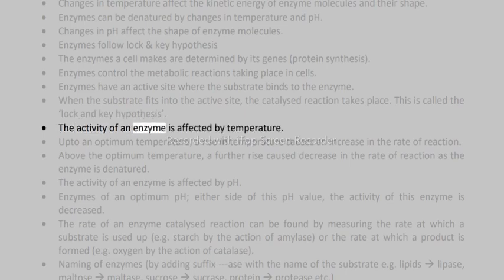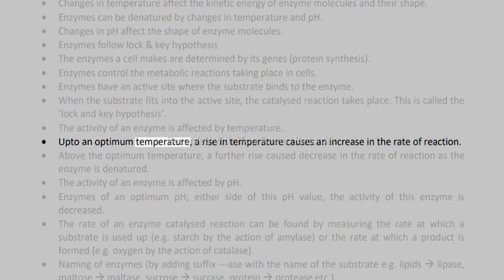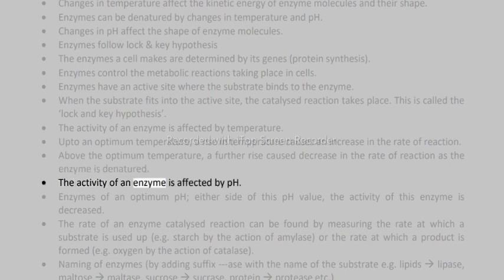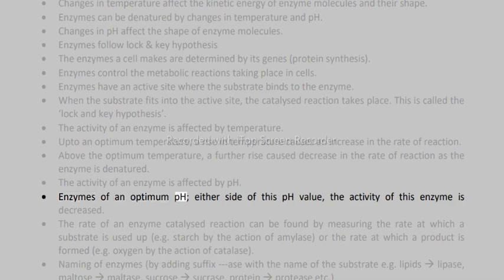The activity of an enzyme is affected by temperature. Up to an optimum temperature, a rise in temperature causes an increase in the rate of reaction. Above the optimum temperature, a further rise causes a decrease in the rate of reaction as the enzyme is denatured. The activity of an enzyme is affected by pH. Enzymes have an optimum pH; on either side of this pH value, the activity of the enzyme is decreased.